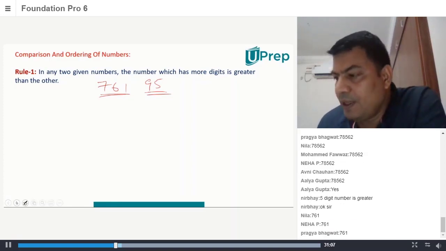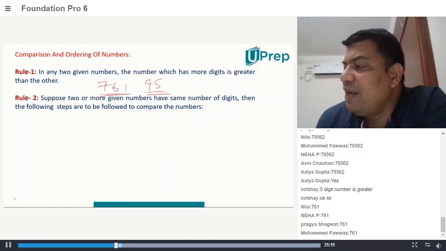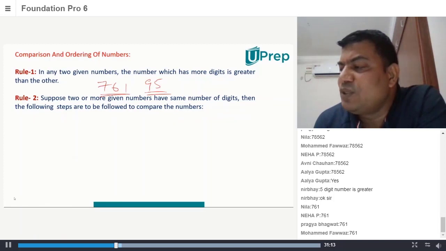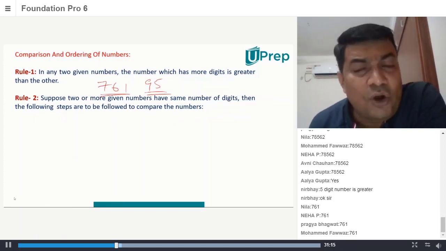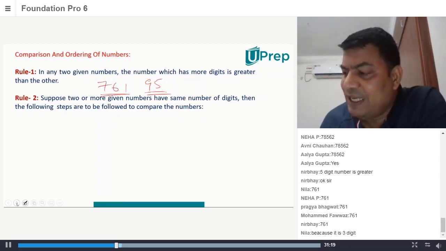Good. Rule 2. Suppose two or more given numbers have the same number of digits, then the following steps are to be followed to compare the numbers. You have already followed it. You know it. I'm just explaining it to you one after the other.